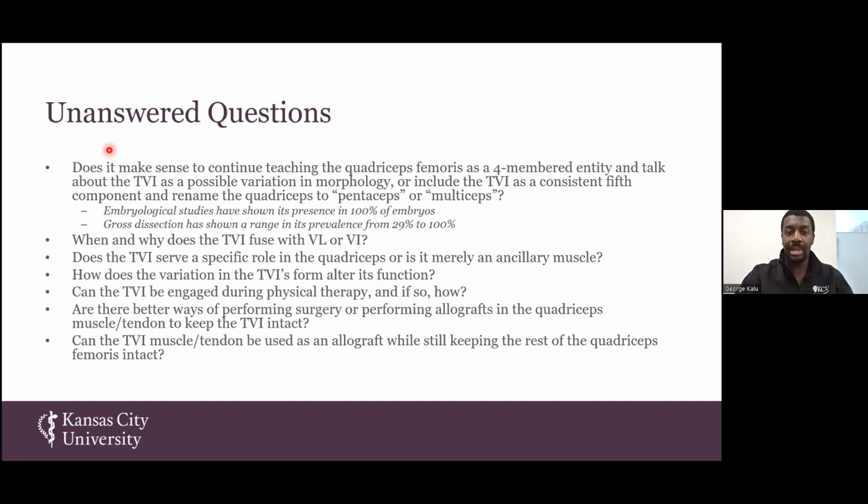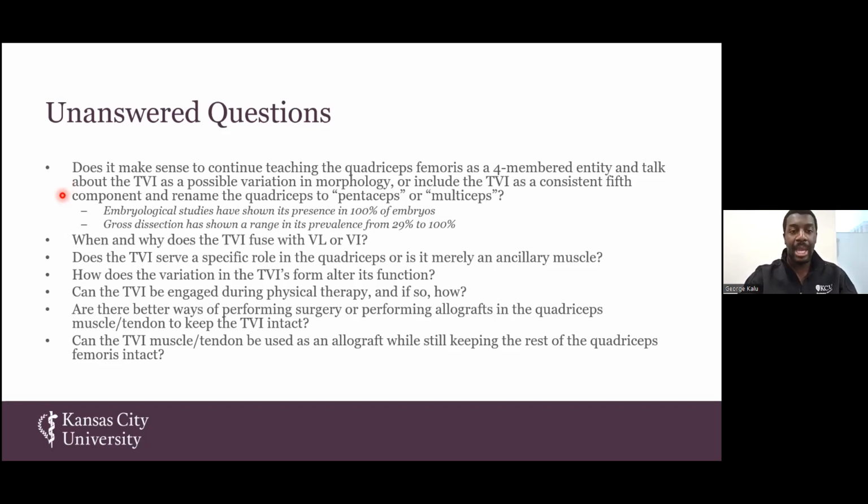And so that comes across because of the differences in gross dissection versus embryologic studies and imaging studies, where in embryologic studies and CTs and other imaging, we're able to see it a lot closer to 100% of the TBI prevalence, whereas with gross dissection, we're seeing a very vast range from 29% prevalence to 100% prevalence. So that would be the main reason for this big question about how we are going to continue talking about the TBI, how do we continue teaching about it, and how do we go forward from there?